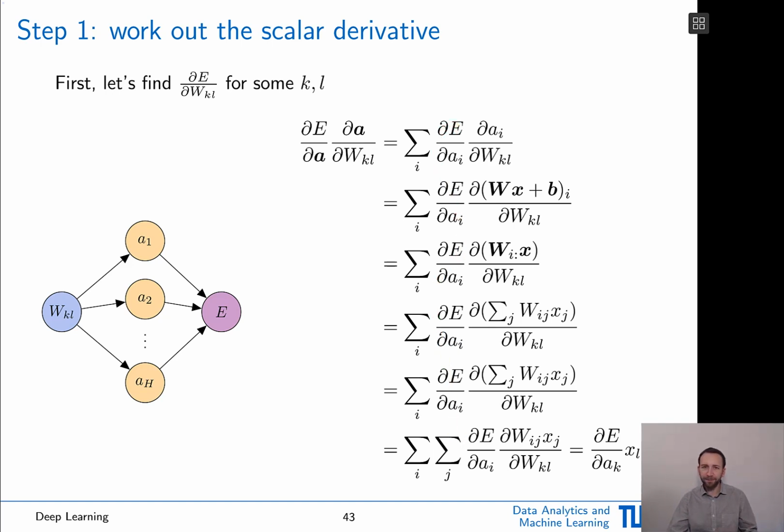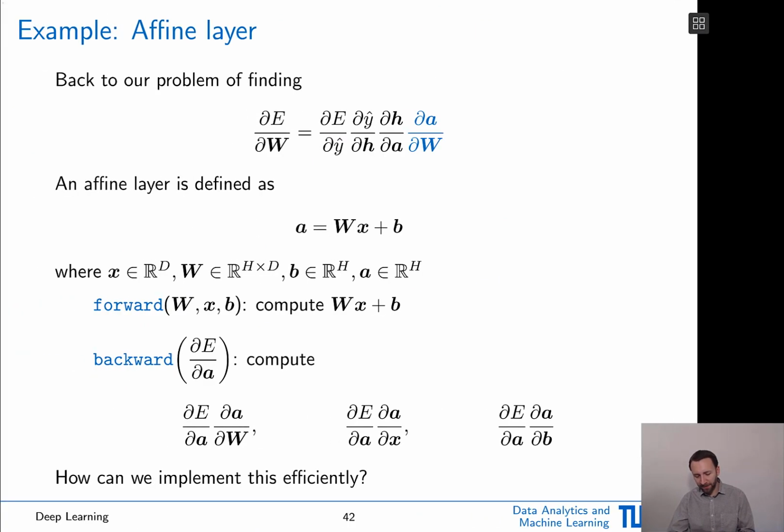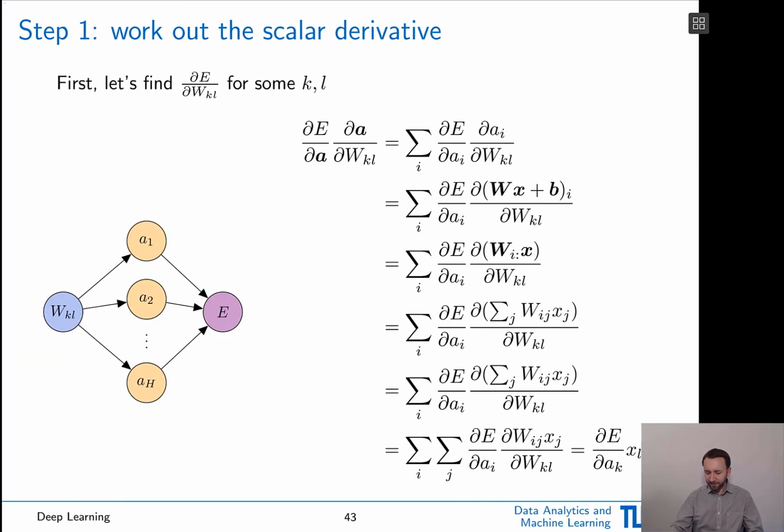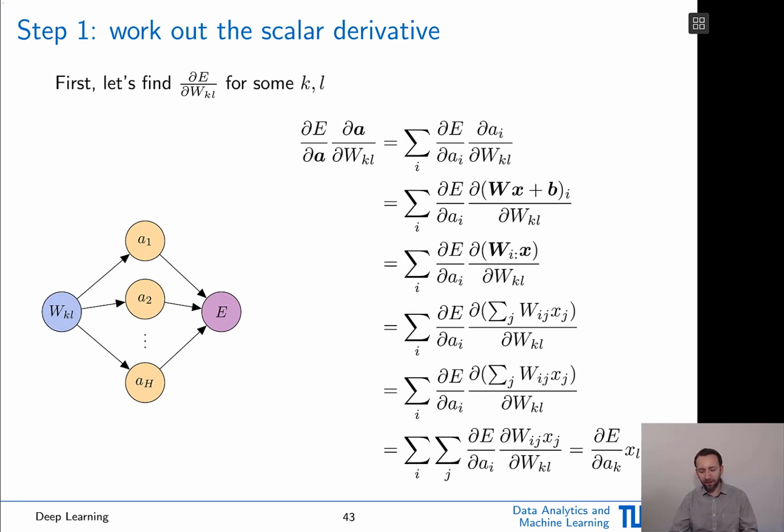And at the end of the day, it turns out the solution is the gradient of E with respect to A_k times x_l, x_l being the l-th dimension of x. So how does it help us? Now we know that E with respect to W_KL is nothing other than E with respect to A_k times x_l.